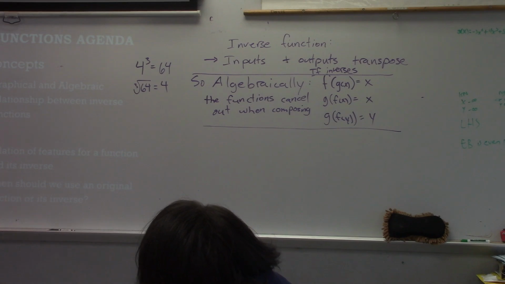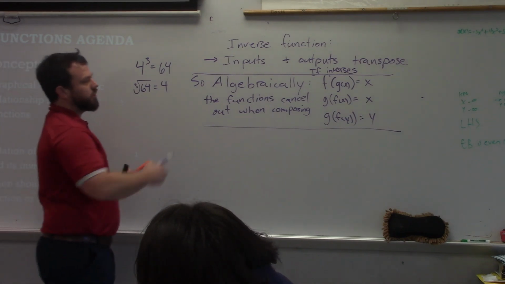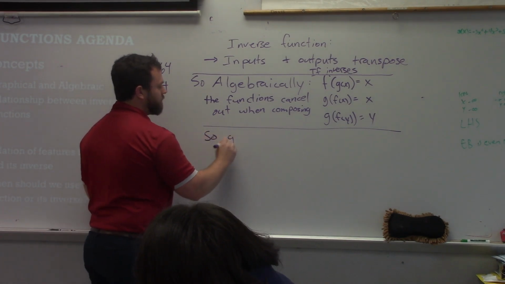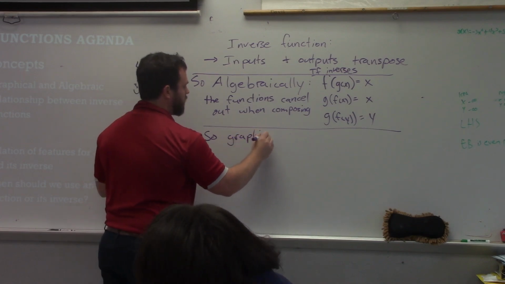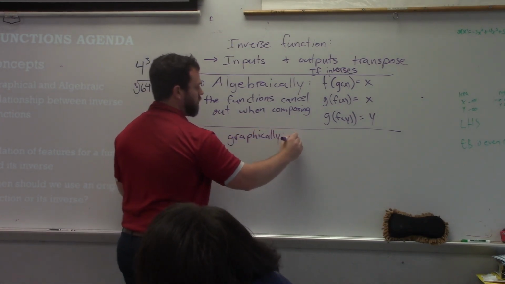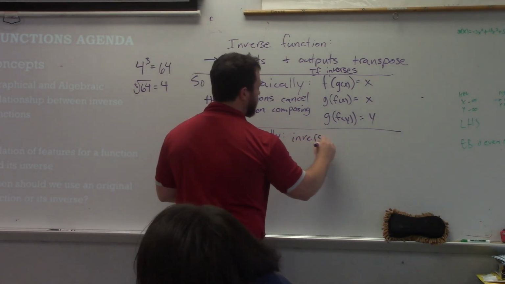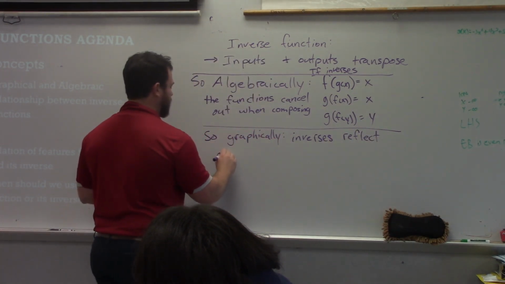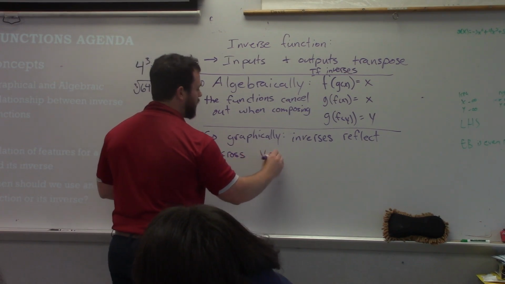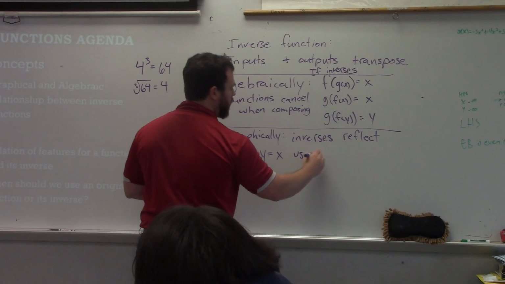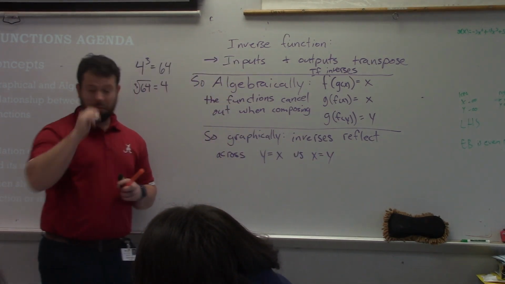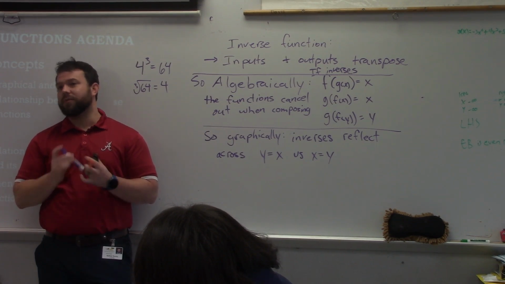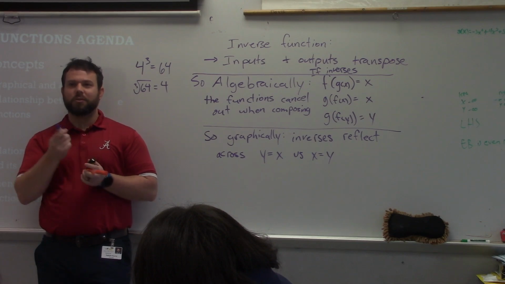All right, so algebraically, the functions cancel out when composing. So there's examples. We'll look at some more in a second, but what does that mean graphically? What happened? Like they cross x equals y and y equals x. Let me ask you this, y equals x versus x equals y, what's the difference? There's not one. You're saying that the x and the y are the same thing no matter what, right? So you can just say one of them. Does not really matter.